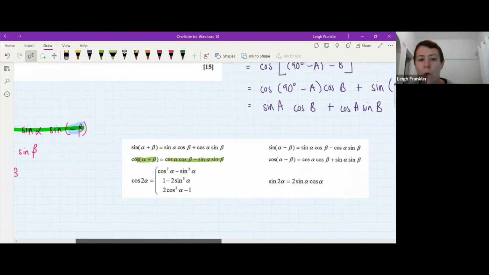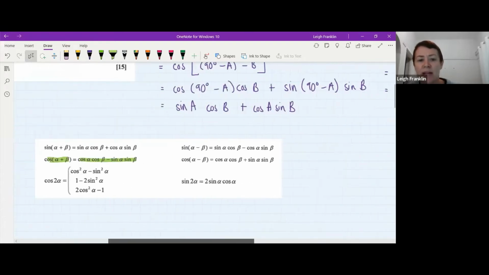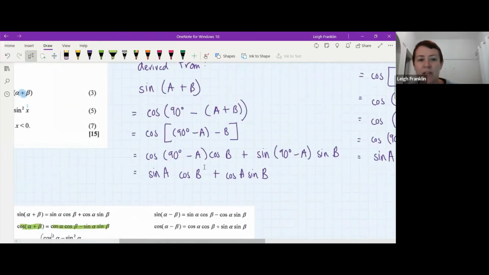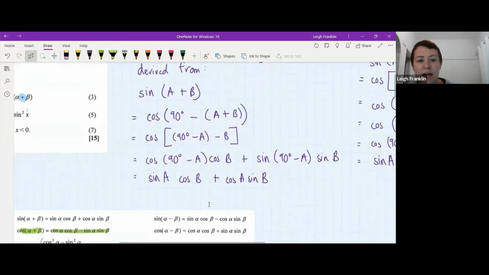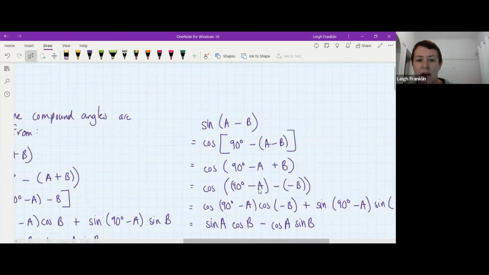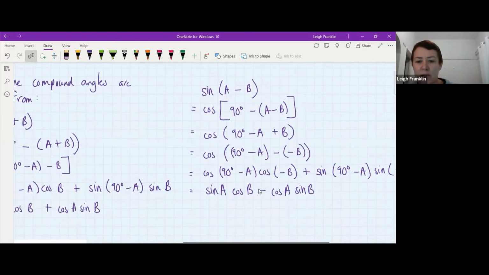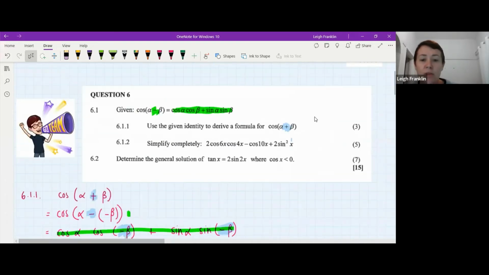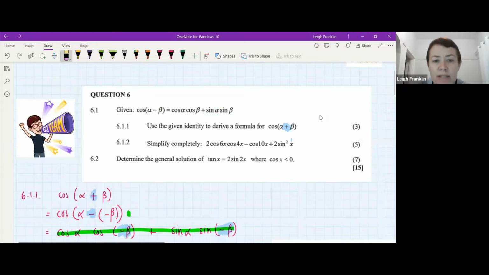Okay, so for sine alpha plus beta and sine alpha minus beta, that's these two over here. That's sine alpha plus beta, and then this one over here is sine alpha minus beta. Look, it is only 3 marks, so it's not the end of the world. I think what we should do now is carry on with some of the other questions, and if we've got time, we can maybe go and talk about it a little bit more at the end.